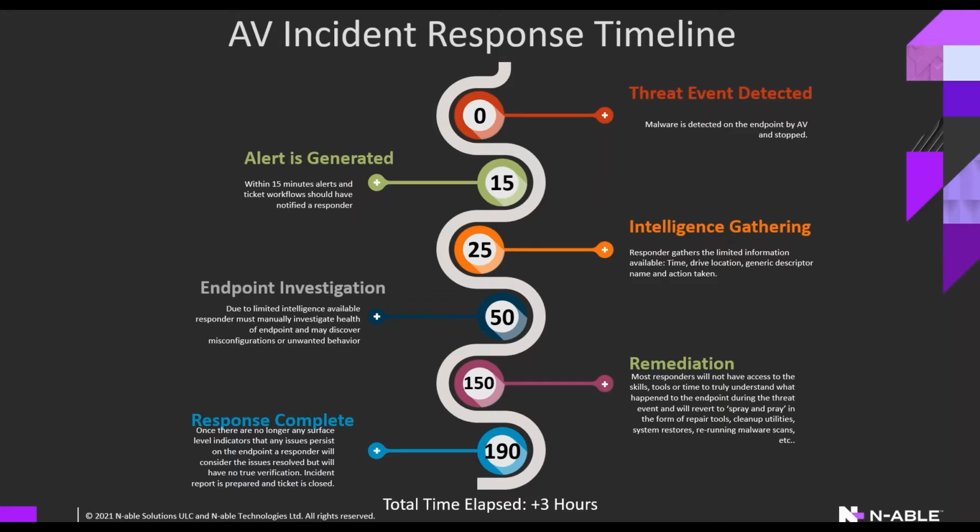Threat event occurs at time 0. It's detected. The AV kills it and quarantines it. Of course, that's all that the AV does. It kills it, quarantines it, and then you'll get a notification back in your management platform somewhere that says, hey, I caught a thing. If you're using RMM or Central, that could be about 15 minutes based on endpoint check-in frequency.